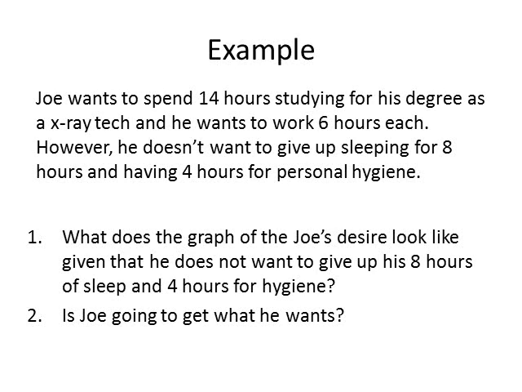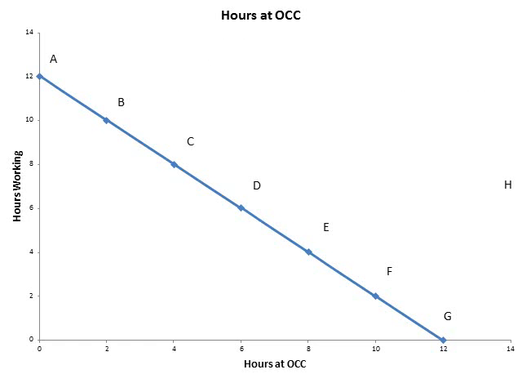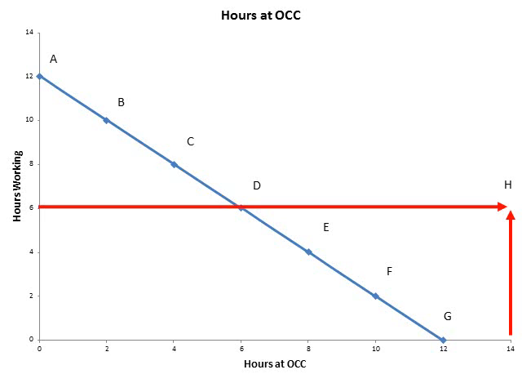Is Joe going to get what he wants? To see whether Joe still can have 12 hours for sleeping and personal hygiene, as well as having 14 hours to study and 6 hours to work, we need to graph this new point. To do this, we'll locate the point of hours studying on the horizontal axis, which is 14, and line it up to where that is equal to 6 hours of working. Then we'll put a dot down to indicate that point.